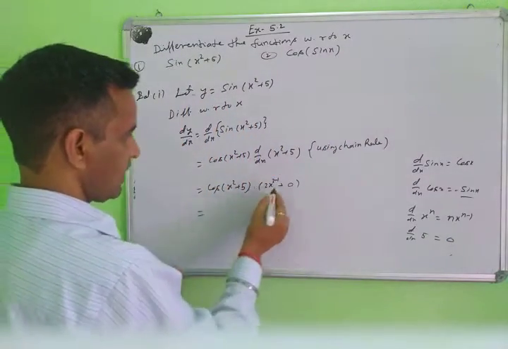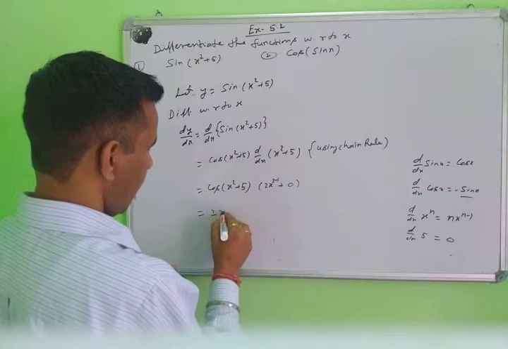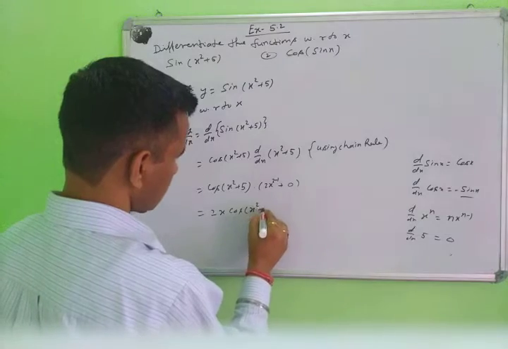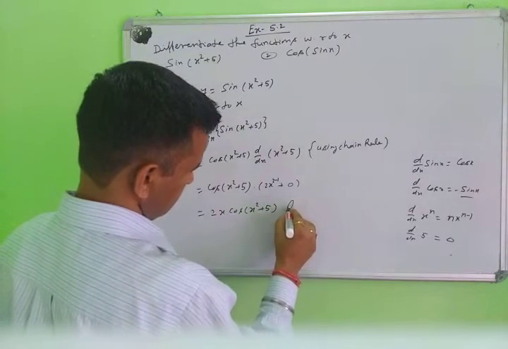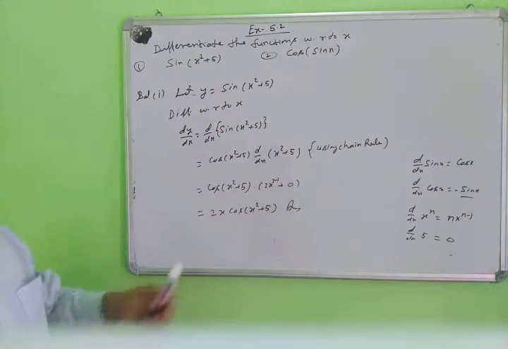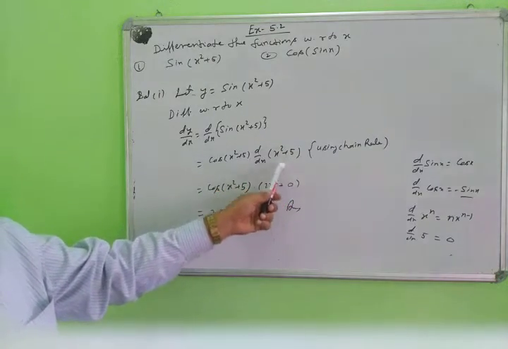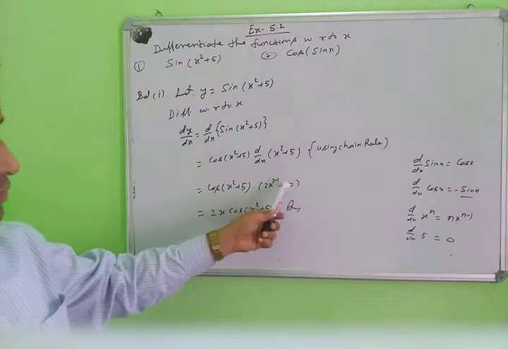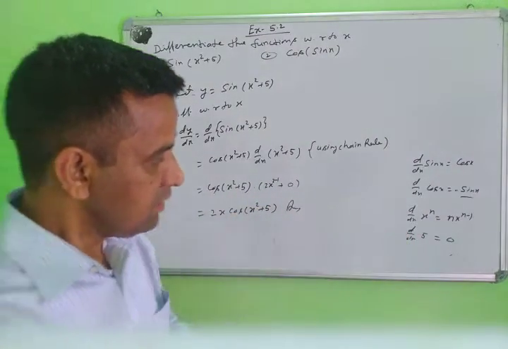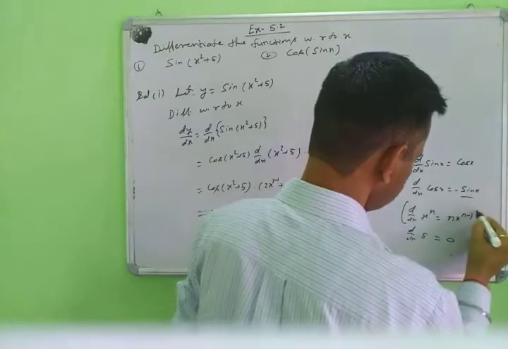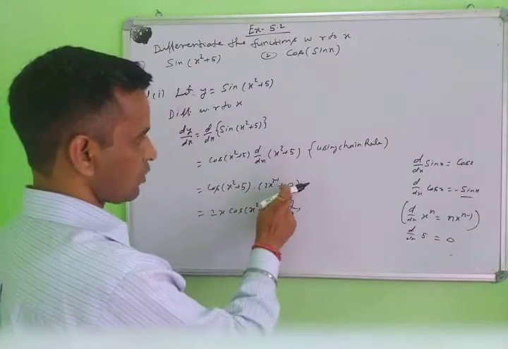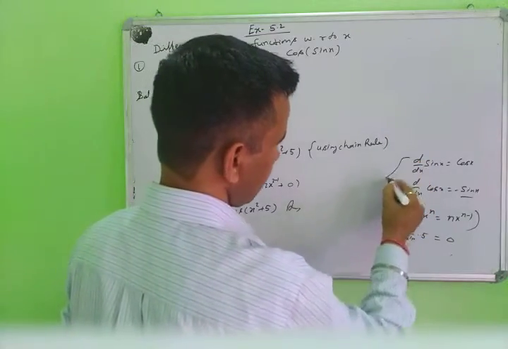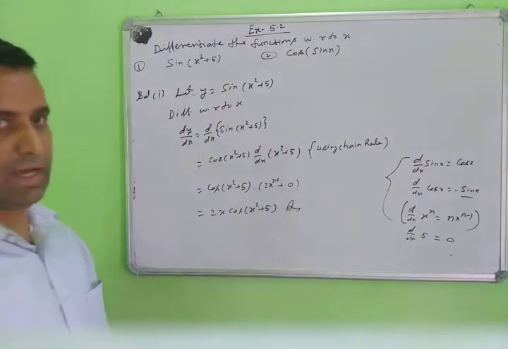So now multiply here 2x cos x square plus 5. This is your answer. Differentiate of the constant number is 0. Differentiate of x square, so 2x to the power 2 minus 1 according to this rule. I am solving this, and differentiate of a constant number is always 0. According to this identity I am using here, this is your answer.